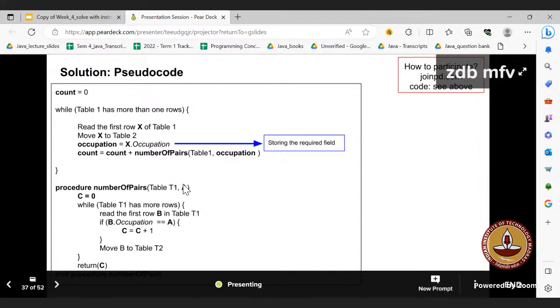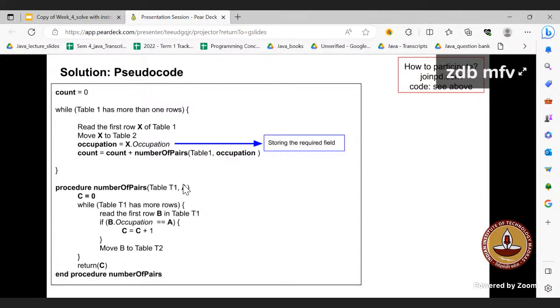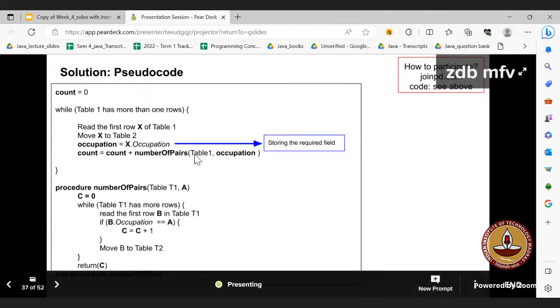Does count store the number of cards which have similar occupation, or just the total number of rows? Does count store the number of rows with similar occupation or the total number of rows? Total number of pairs which have similar occupation only, because count equal to count plus number of pairs.